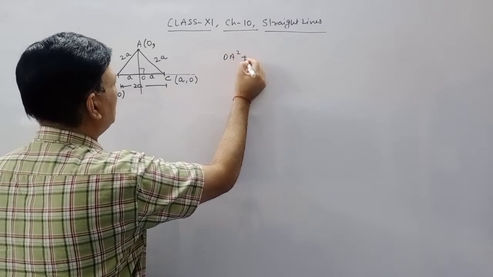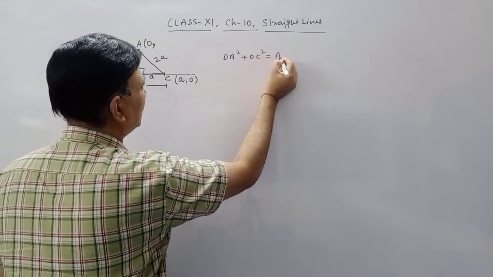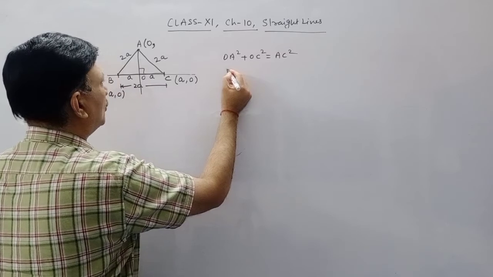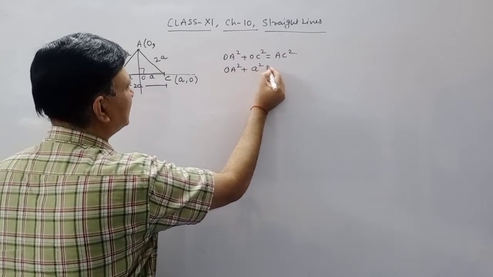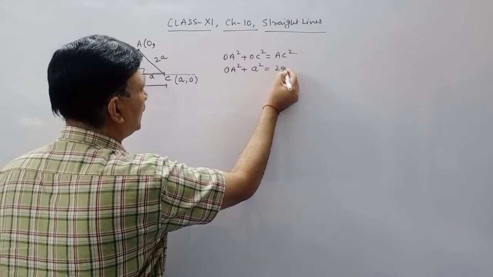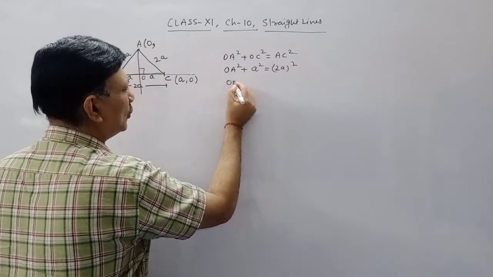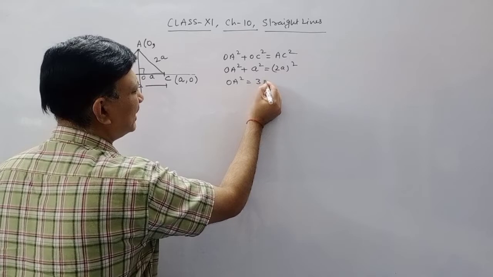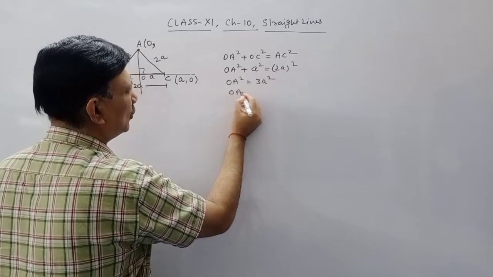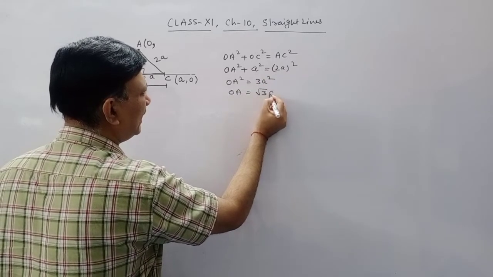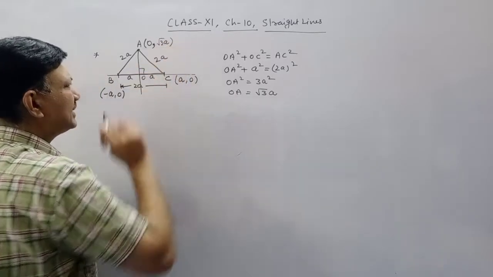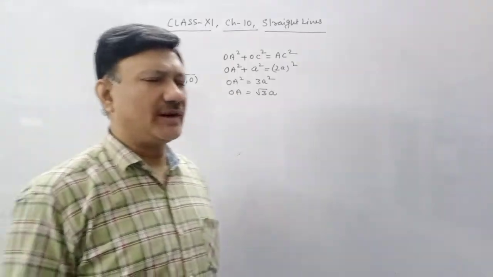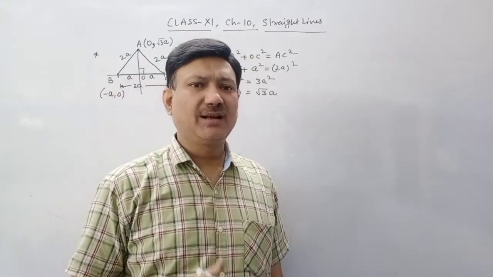OA square plus OC square is AC square. We have to find OA. OC is a, so this is 2a square. So OA square is 3a square, so OA is root 3a. In this way, you can find the coordinates of an equilateral triangle.